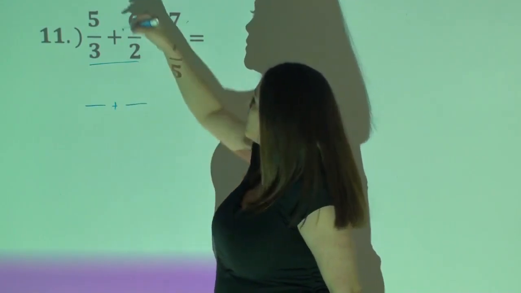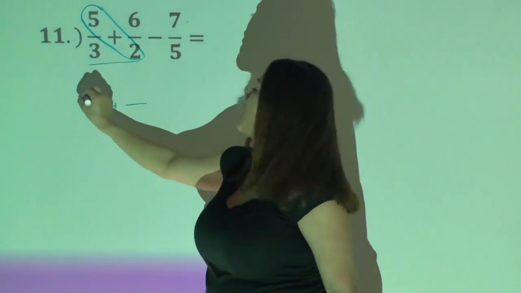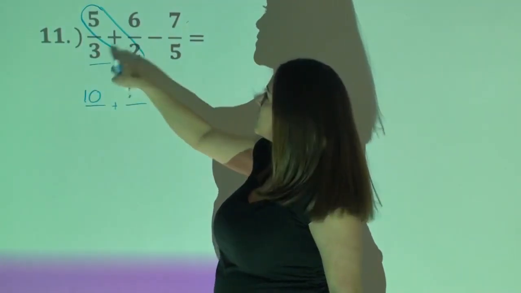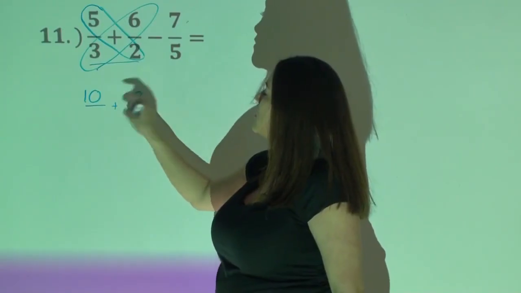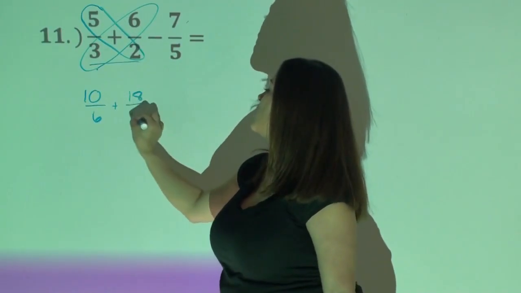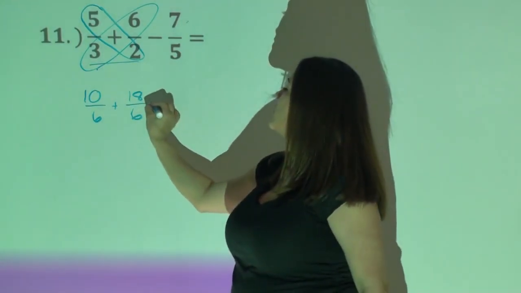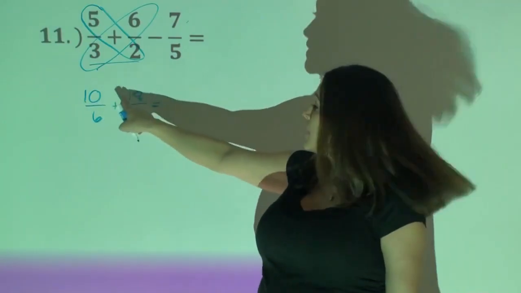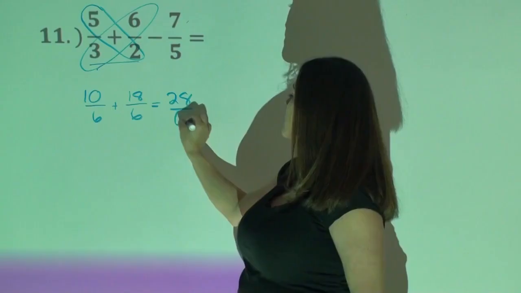All right, and we're going to cross multiply the numerators as well. So we're going to have 5 times 2 is 10, plus 3 times 6 is 18. And then on the bottom, we're going to have 2 times 3 is 6 on both of them. And then we're going to go ahead and add those together. So we're going to have 10 plus 18 is 28 over 6.